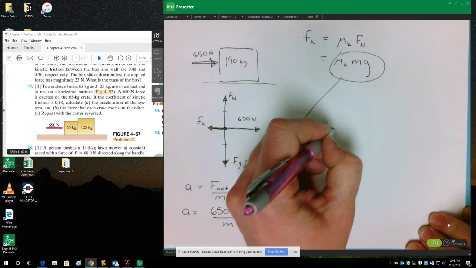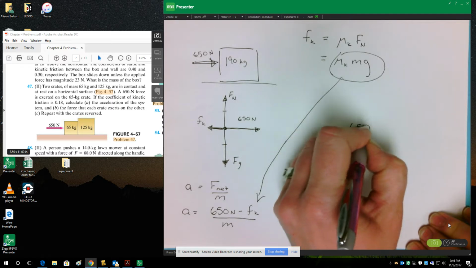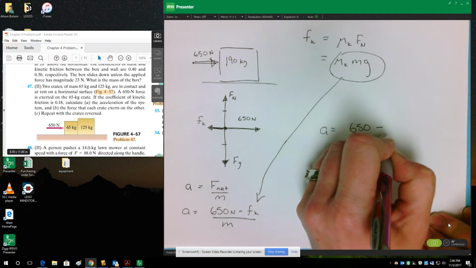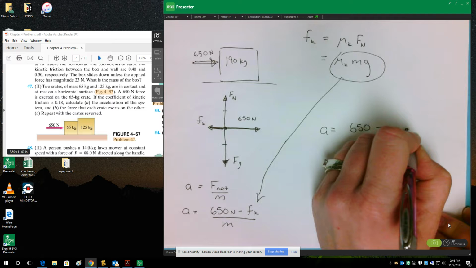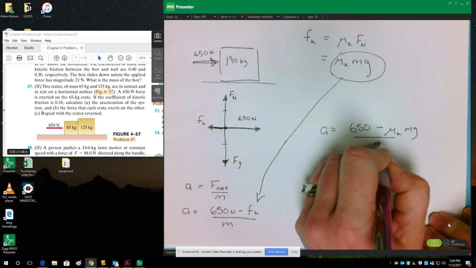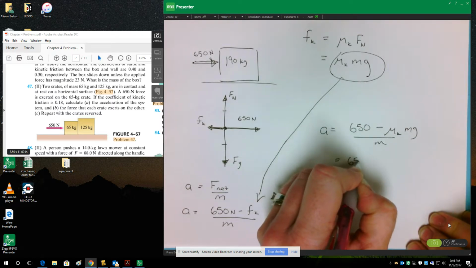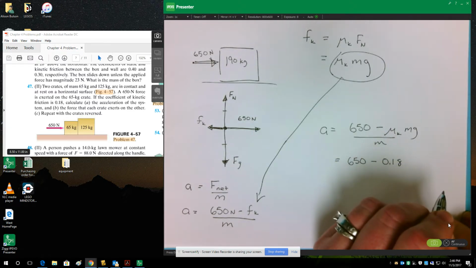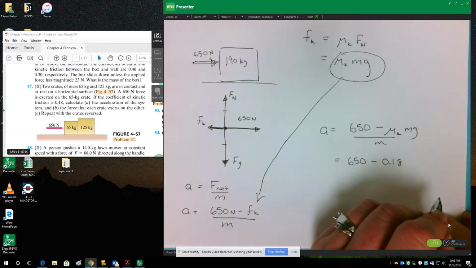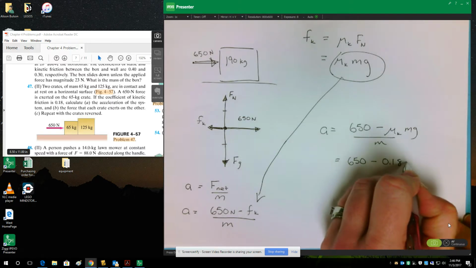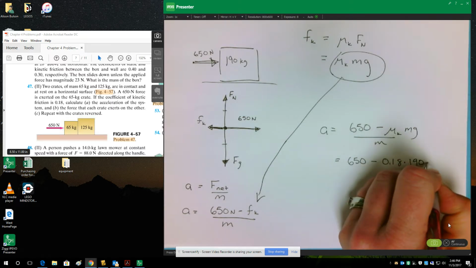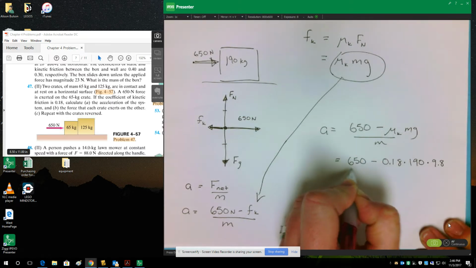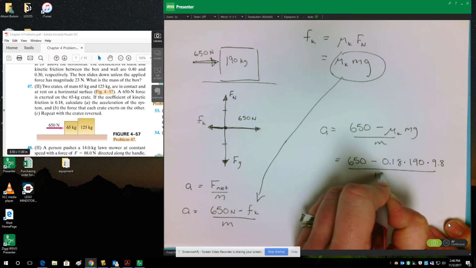So acceleration is equal to 650. I'll drop that unit of newtons because we know it's newtons. Mu sub k mg divided by m. 650 minus 0.18 times 190 times 9.8 over 190.